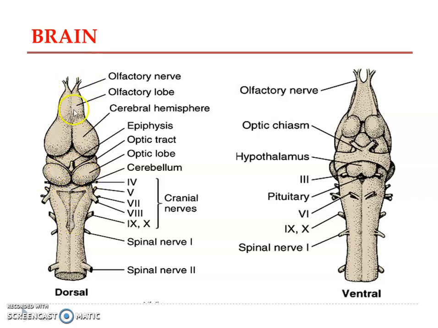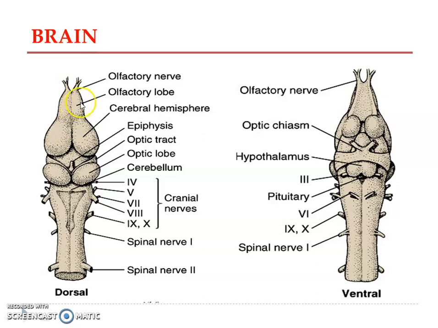Now, in the case of the forebrain, you can see it is composed of, starting from the anteriormost, a pair of olfactory lobes, the cerebral hemispheres, a pair, and a diencephalon, which is hidden. It is not so clearly visible from the dorsal side. Then you have the midbrain, which is composed of a pair of optic lobes. Then the hindbrain, which is composed of the cerebellum and this part, the medulla oblongata.